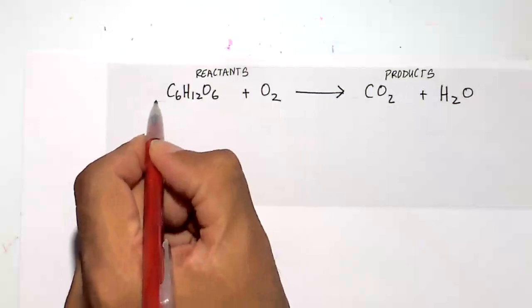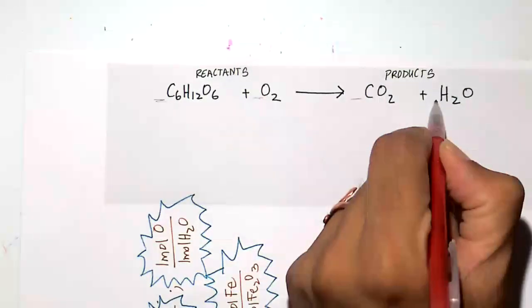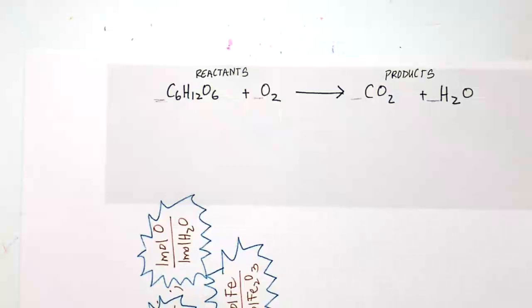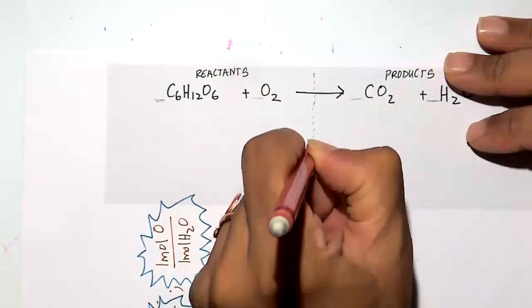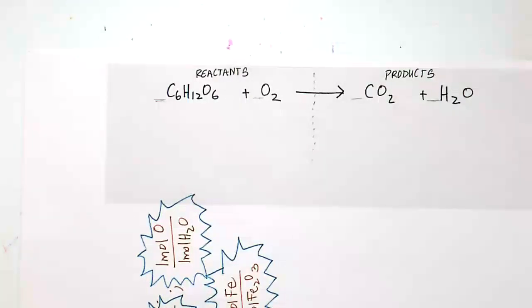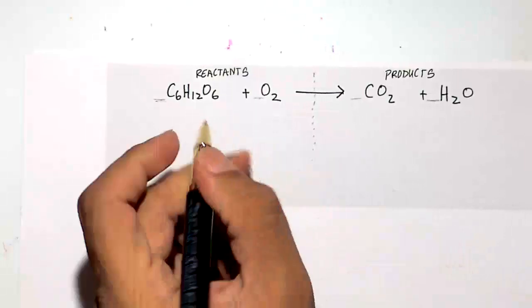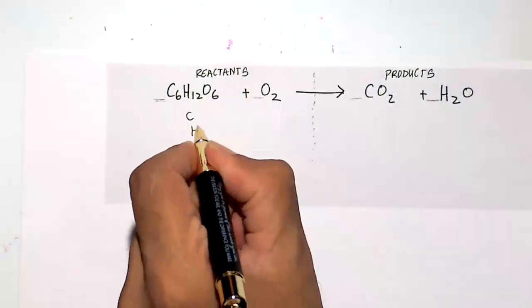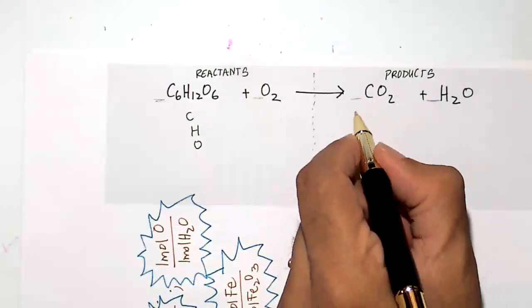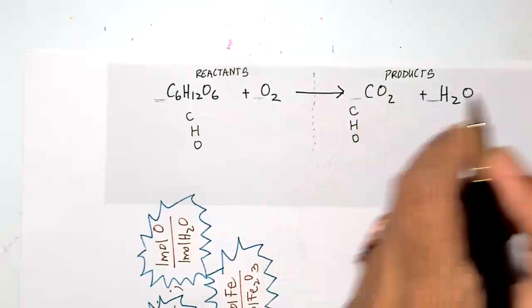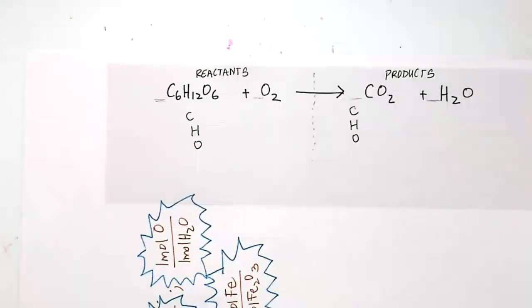So the only thing you want to mess around with is the numbers out in front. Equal number of atoms in the reactants, equal number of atoms in the products. All right, so let's just draw an imaginary line. The elements that we have in the reactants are carbon, hydrogen, and oxygen. The elements on the product side better be the same thing, because we cannot create or destroy atoms.